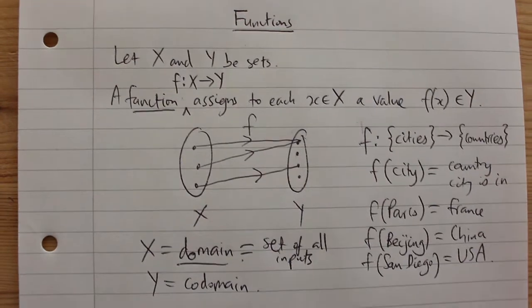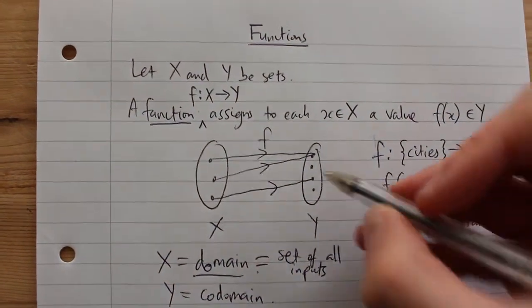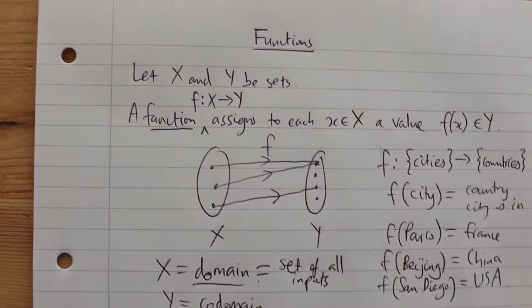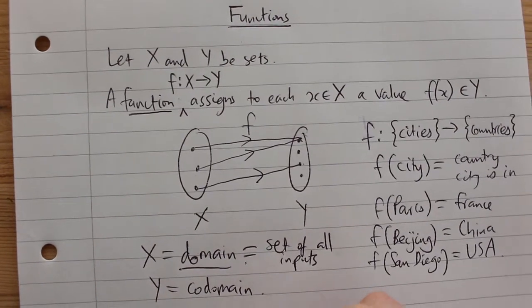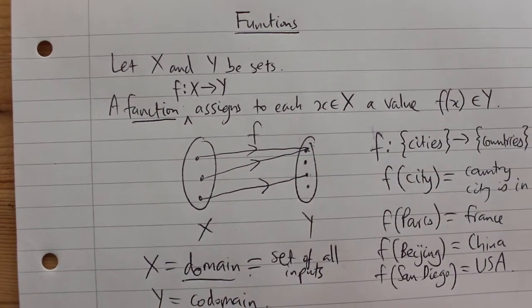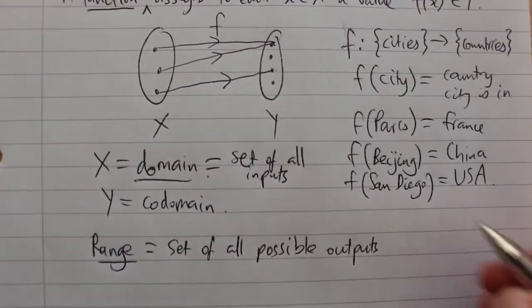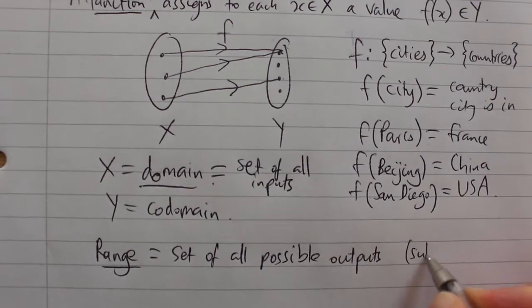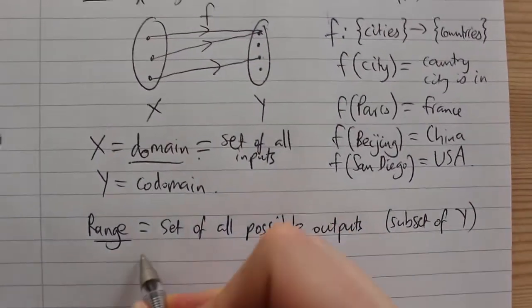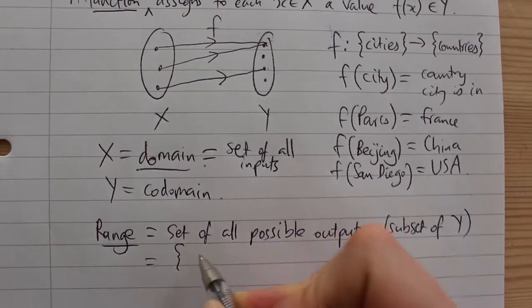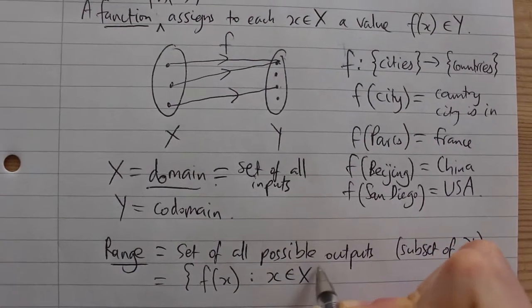And inside y, there's a subset of y, in that case these two elements, called the range. The range of the function is the set of all possible outputs. And this is part of y. This is a subset of y. It might be all of y, but it might not be. So a different way to write this down is it's the set of f of x such that x is an element of x.